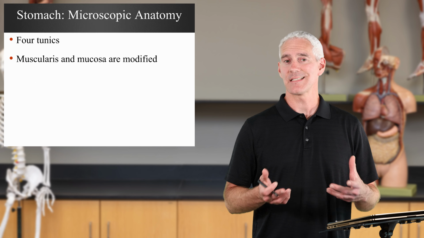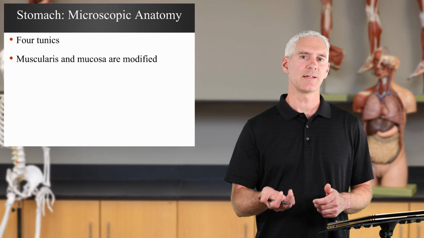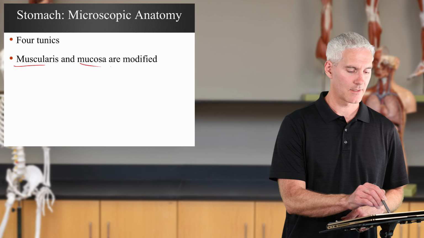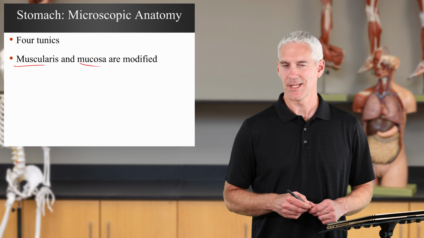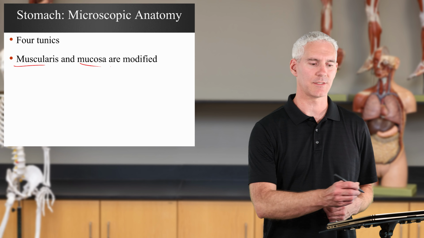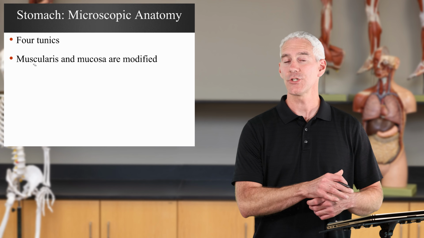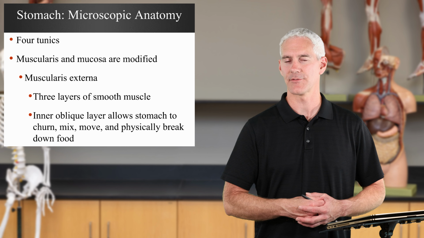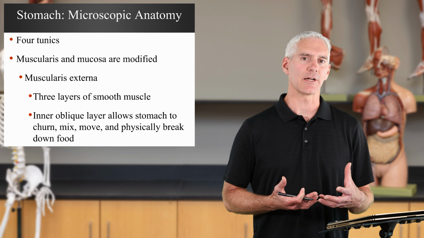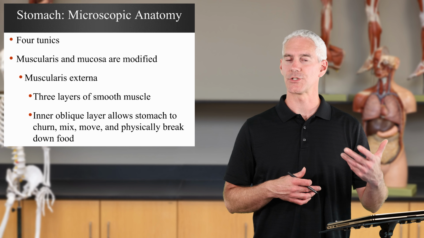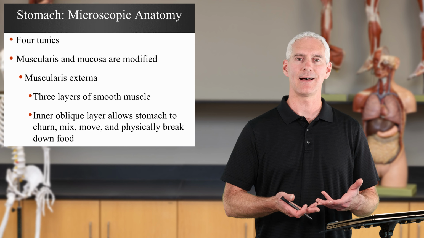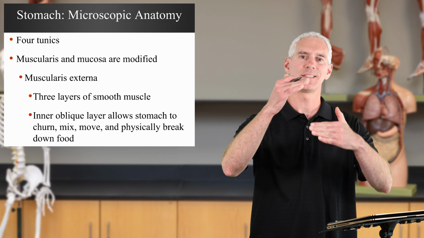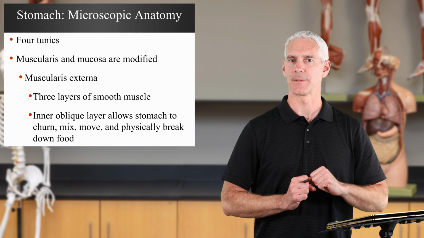Now in the stomach, we still have the same 4 tunics, but the difference is there are 2 tunics, the mucosa and muscularis externa, that are going to be unique. They have special features not found anywhere else in your GI tract. I mentioned already that the muscularis externa is going to have 3 layers of smooth muscle. You still have the same circular and longitudinal, but now you also have the oblique layer inside the muscularis externa. The oblique layer is the deepest of the 3 layers, closest to the lumen.